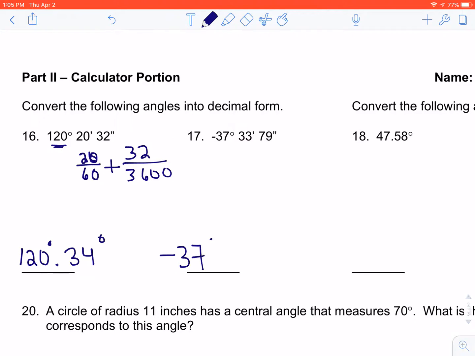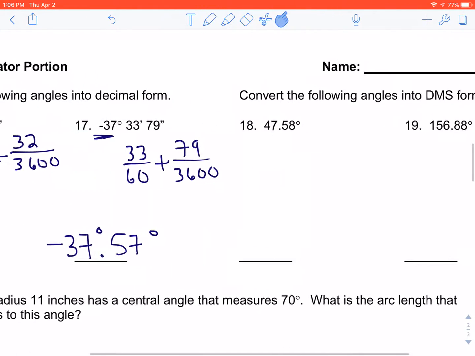This one, I want to keep the negative 37 degrees, because if I add something to negative 37 degrees, it would be negative 36 degrees, which would change our degrees. We don't want to do that. We just want to take the 33 over 60 plus 79 over 3600. And then our calculator does the next two.